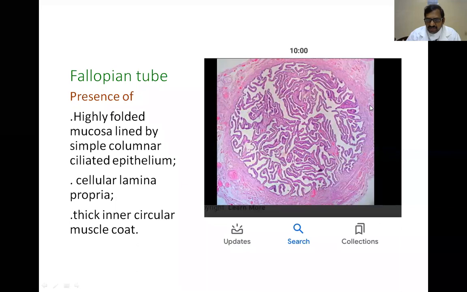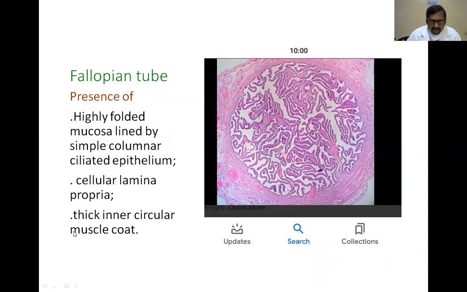Next, behind this columnar epithelium, there is a lamina propria. This lamina propria also enters into the folds of the lumen. Within the lamina propria, there are blood vessels, nerves and lymphatics. With the help of these foldings, it is able to provide nutrition to the zygote or ovum when passing through the uterine tube. That is the most important function.